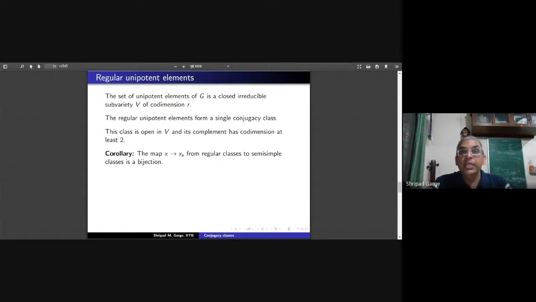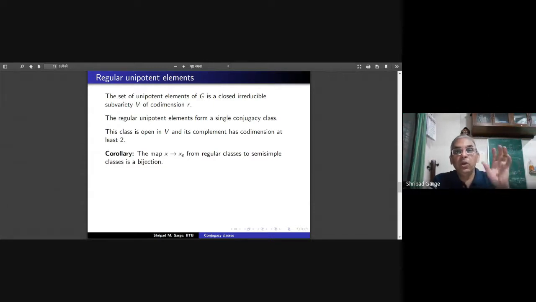This class is an open subset in capital V. The set of regular unipotent elements is an open subset in V, the variety of unipotent elements in G. And its complement has codimension at least 2. So the complement of this conjugacy class has codimension 2 or more. That means this class is non-empty. In particular, you have regular unipotent elements in any semisimple algebraic group G.